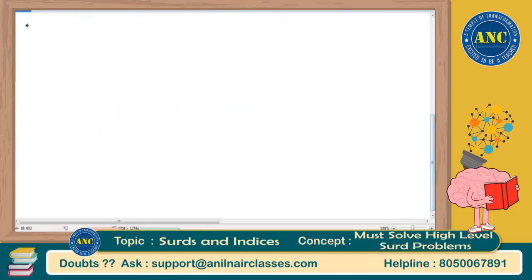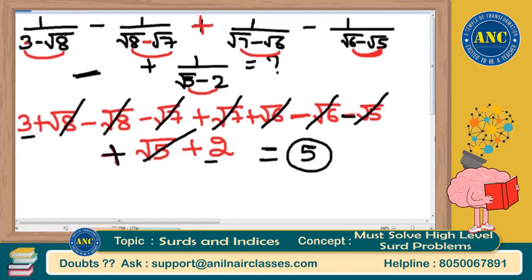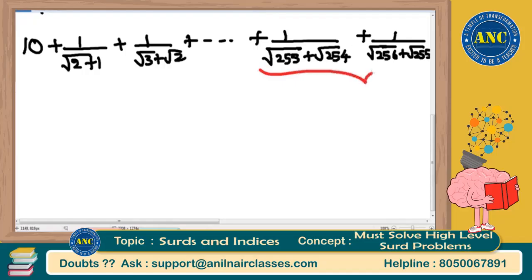Very easy, right, sir? Where is the difficulty? I am just writing the question. 10 plus 1 by root 2 plus 1, 1 by root 3 plus root 2. Like that it continues. The last term is 1 by root 256 plus root 255. And the term before that is, what will be the term before that? 1 by root 255 plus root 254. This is the previous term before that. Now everything in the initial things will cancel out, which Samir also knows, every student also knows. He is concerned about the last cancellation.